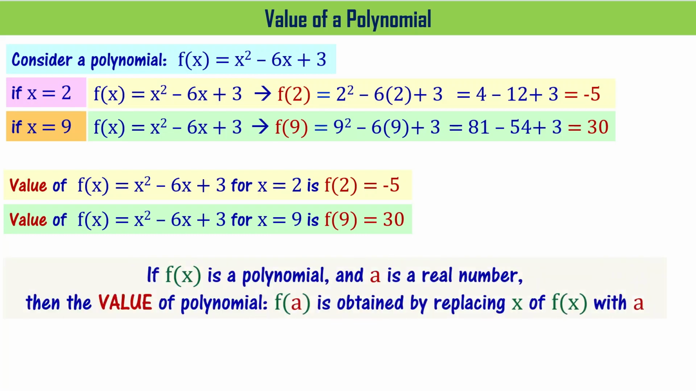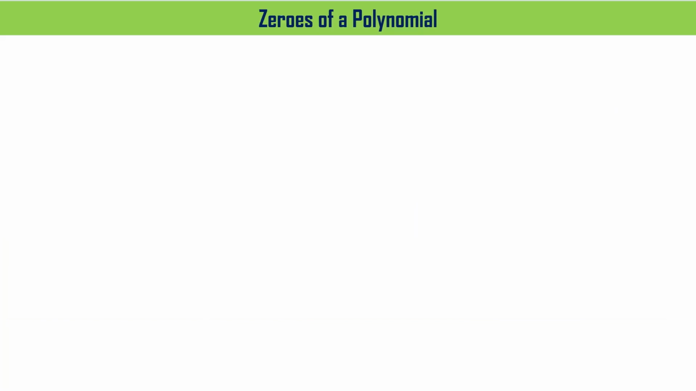So to define value of a polynomial, we can say the following. If f of x is a polynomial and a is a real number, then the value of polynomial f of a is obtained by replacing x of f of x with a. This is what exactly we have done, right? Let's learn about zeros of a polynomial now. Let us consider a polynomial that is p of x equal to x square minus 2x minus 3.